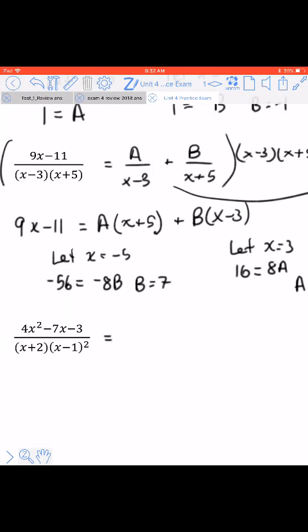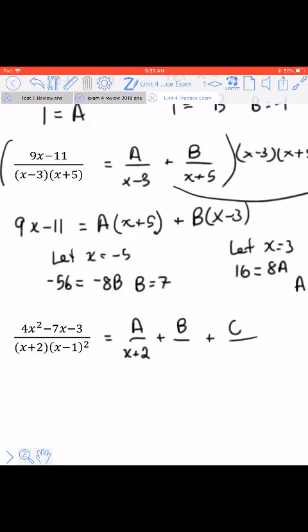All right, for part C, I've got 3 factors. I've got x plus 2, and then x minus 1 appears twice, so there's a total of 3 factors. So I'm going to need an a, b, and c. x plus 2 appears only once, so I just need to write it once. x minus 1 is the repeated factor.